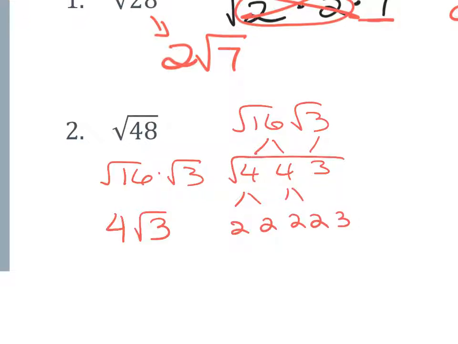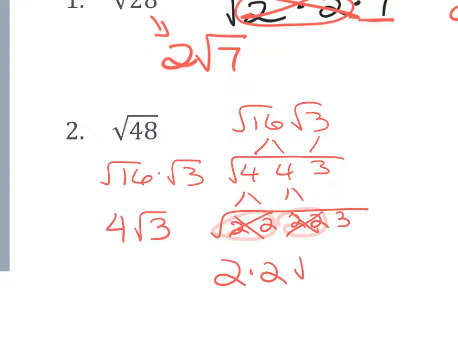And then again, we're looking for pairs. So notice you have a pair of 2's and another pair of 2's. So as soon as you make a pair, one of the pair comes out. Anything else that does not pair up stays underneath. Everything that you paired up that comes out, multiply back together. And you get 4 radical 3. Now, if more than one number remains under the radical that doesn't pair, you also multiply that back.